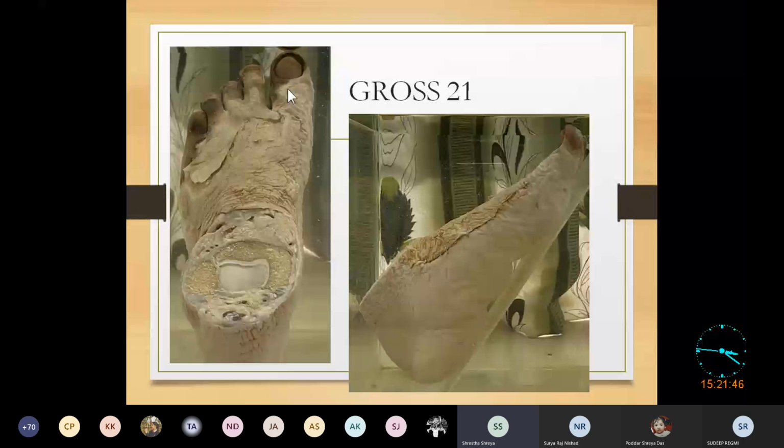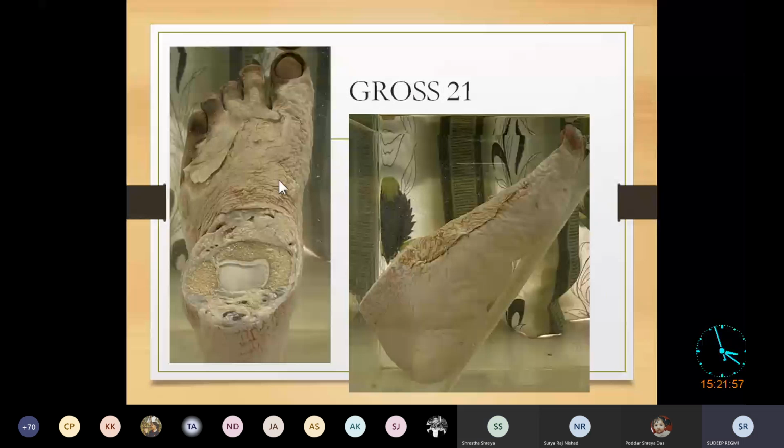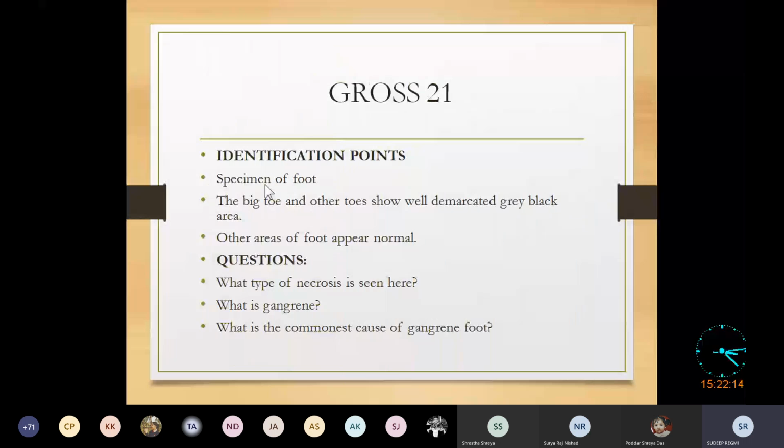Well demarcated gray-black areas in the toes. Again, the same thing which we had discussed in the gangrene of the intestine. If it is an area of gangrene, there will be a well demarcated area from the normal looking tissue, either in the leg or part of the intestine. This is the specimen of a foot, and the big toe and other toes show a well demarcated gray black area, and other areas of the foot appear normal.